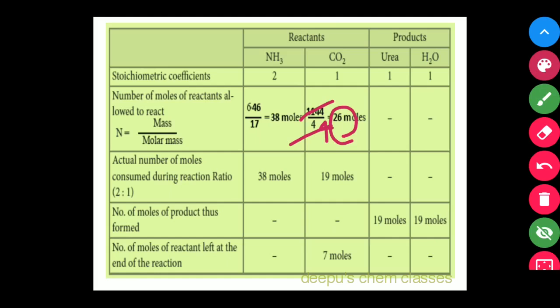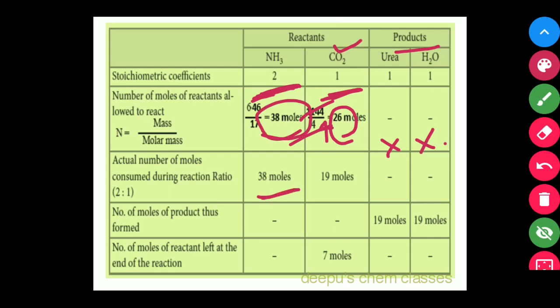Then products, we actually don't need. From the reactant side only we come to know which is going to be the limiting reagent and which is going to be the excess reagent. So we just calculate for reactants, no need for product. Then the actual number of moles consumed during the reaction. So we are taking 38 moles of ammonia. According to the balanced equation, 2 moles of ammonia can react with 1 mole of carbon dioxide.